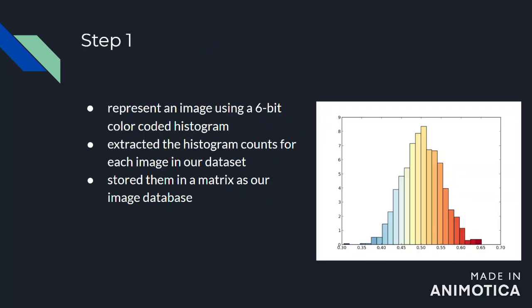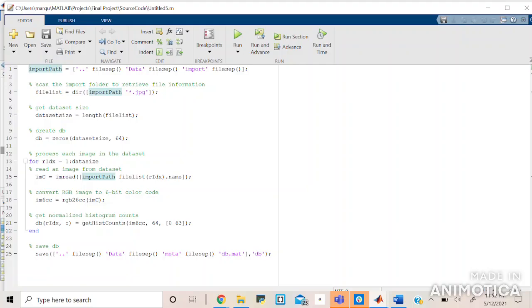So in this step, we had to build a 6-bit color-coded histogram using the histogram counts for each image in our dataset. These counts were then stored into a matrix in our image database. And this is a screenshot of the function that we use to get these histogram counts.